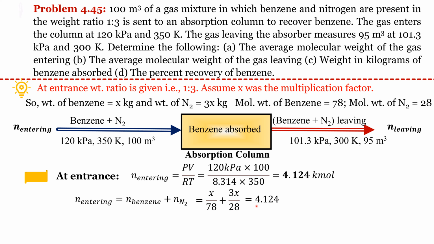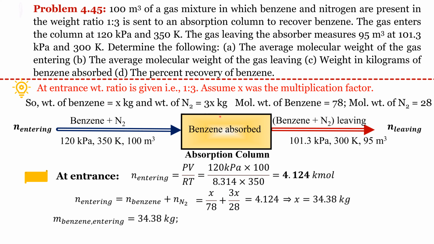And we have already estimated N entering, which is equal to 4.124. Now there is one equation and one variable, that is x, so we can easily estimate the value of x. So x will come out as 34.38 kg, and mass of benzene entering will become equal to 34.38 kg, because weight of benzene is equal to x kg and we have estimated the value of x.